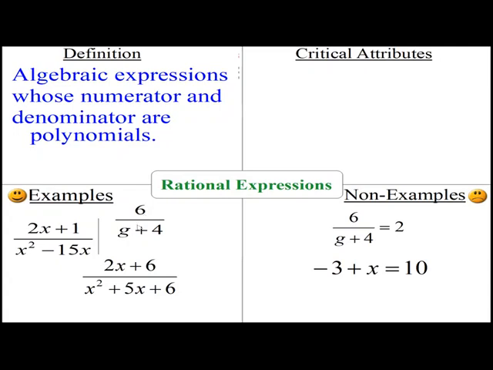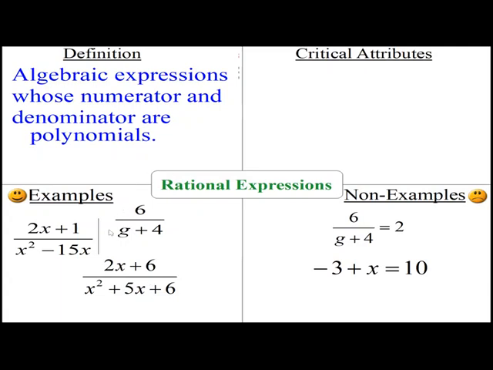Okay, look at the denominator. How many terms does this one have? 2. It's a binomial. But all of them together are known as what? Polynomials, yes. Look at this next one. 2x plus 1 is a binomial. This one, x squared minus 15x, is also a binomial, but both of them together are known as what? Polynomials. Okay. Let's see. 2x plus 6, binomial. X squared plus 5x plus 6, trinomial, but together they're what? Polynomials. Yeah, okay.